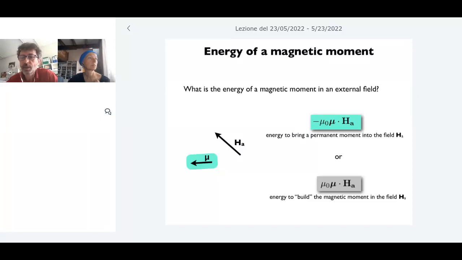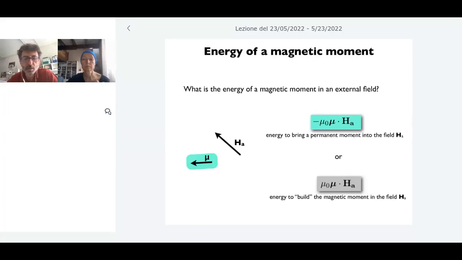But if you take Maxwell equations themselves, there is no magnetic moment in any place. So the energy, you have to build it. You have to use the field in order to build the currents. And then in that case, that is the energy that you have to spend. You have to spend energy in order to build a magnetic moment which is parallel to the field in that place.